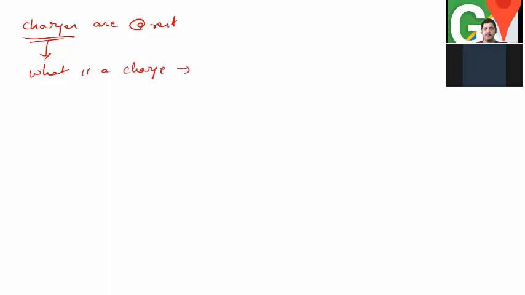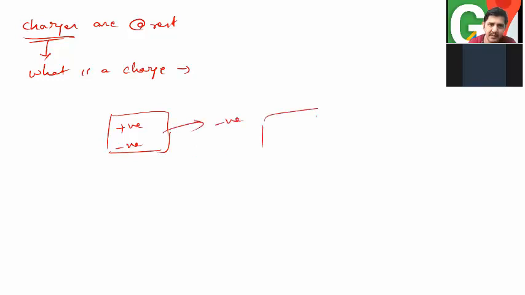Yes, excess of... if you consider an element, it will have an equal number of positive charges and an equal number of negative charges. But in certain elements, by some mechanisms, if you remove the negative charges, you are left with more positive charge, and as a result you say this is positively charged. I have described the phenomenon of how you make something a charged particle. But the question here is, what do you understand by charge?